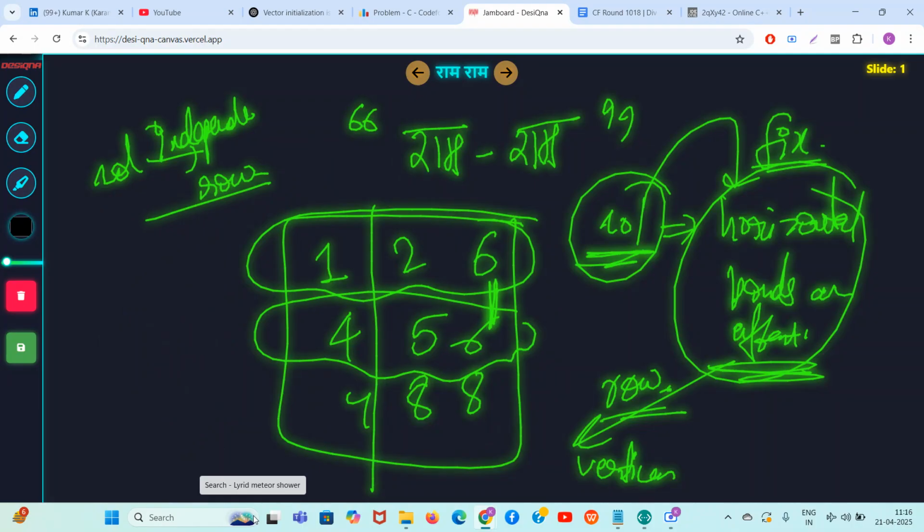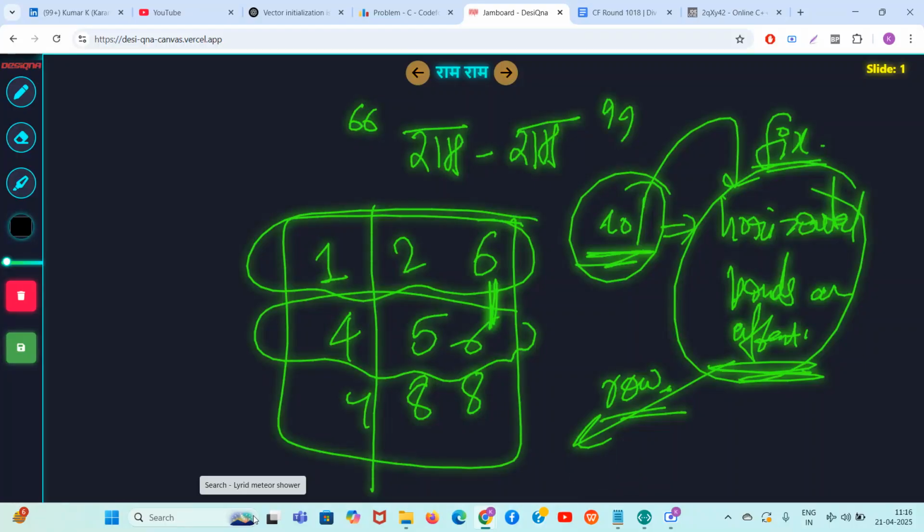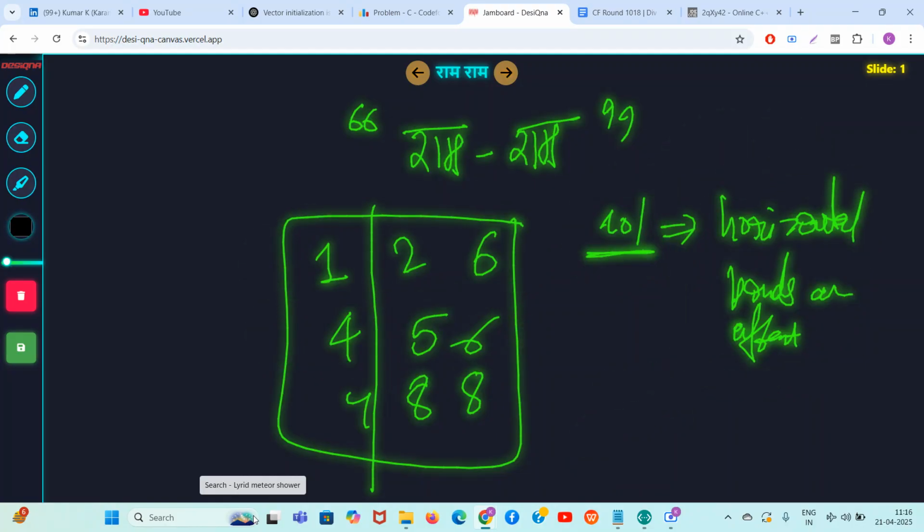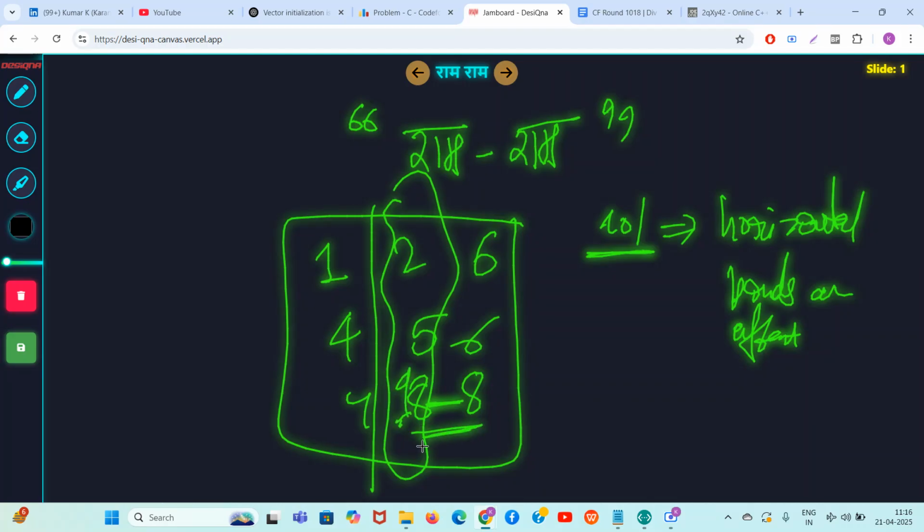What I'm trying to say is that if you do any column operations on the matrix, the vertical bonds don't get affected. Only horizontal bonds get affected. This is a horizontal bond, right? So some column operation can affect the horizontal bond. This can become 9 now.